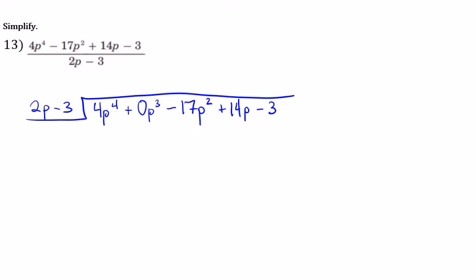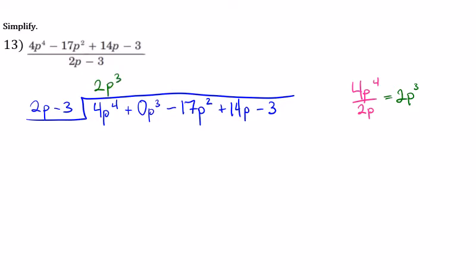So now I'm going to do this divided by this, right? So that's the first step. The first term divided by the first term, right? The first term in the dividend divided by the first term in the divisor. So 4 divided by 2 is 2. P to the fourth divided by p is p cubed. So I'm going to put 2p cubed up top here.